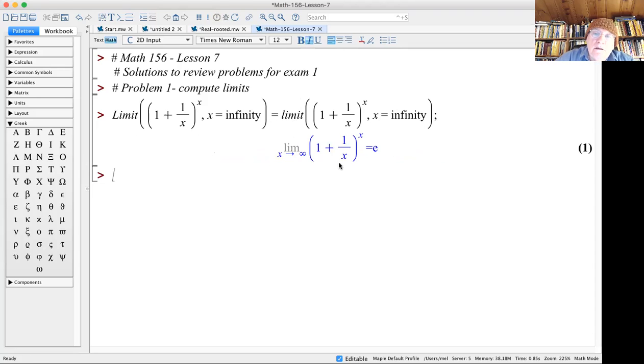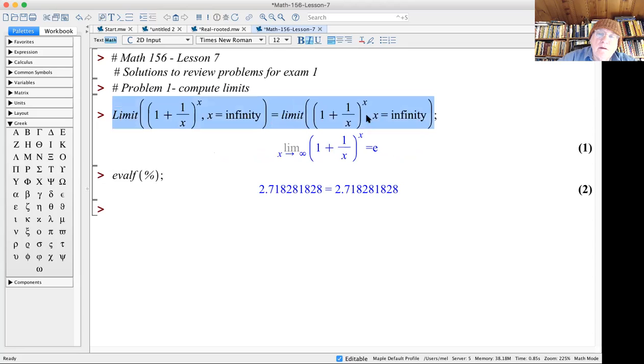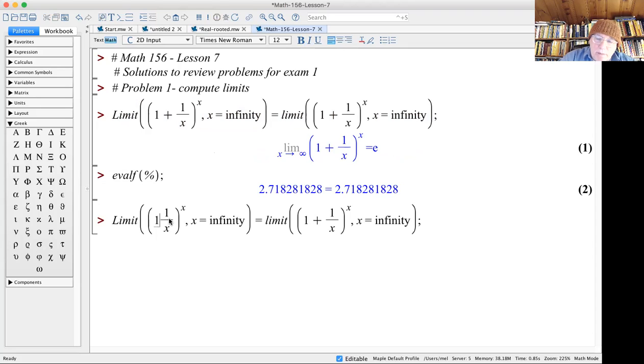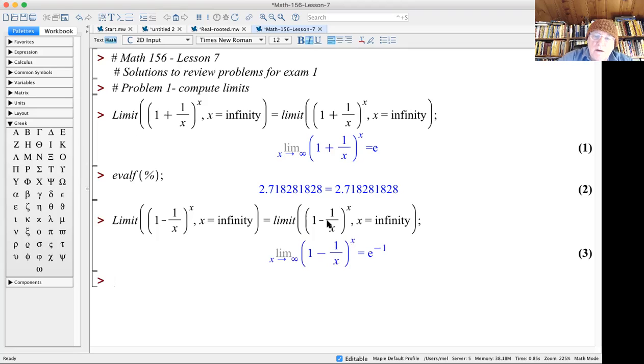E. So this is an important fact that one definition of E, the number E, is 1 plus 1 over x raised to the power x. If we want to see this as a decimal, of course, it's 2.718. If we look at 1 minus 1 over x, we get 1 over e.